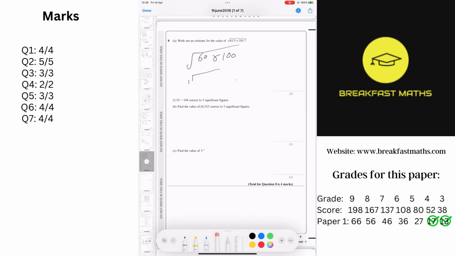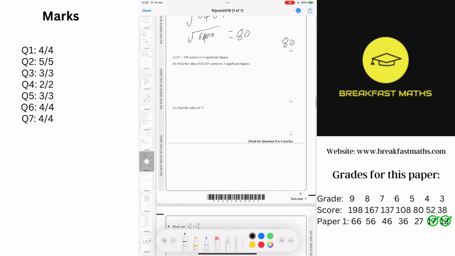Okay, so we're going to times these together, which is going to get us 6,000. The square root of 6,000, well, 64 goes into 8, so if that was 64, let's actually change that to 64 to round it, so this here would be about 80. Okay, that's good enough for me. It's an estimate.